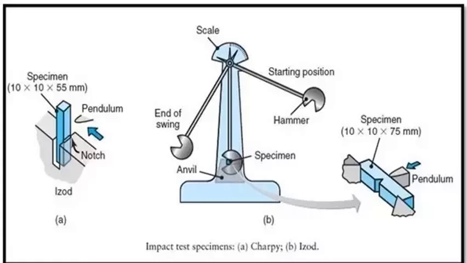Diagram of the Charpy and Izod impact tests. In the center, this is a Charpy. The hammer is at the start position, and while swinging like a pendulum, it can cut the specimen at the end of the anvil. The specimen size should be 10 by 10 by 75 mm. The pendulum will cut the specimen accurately.